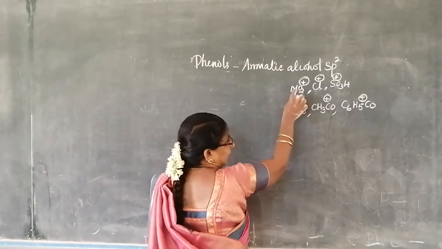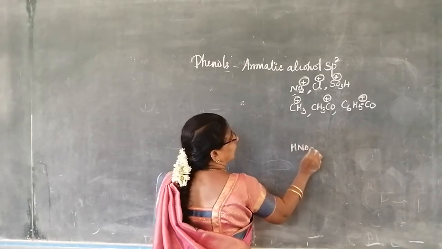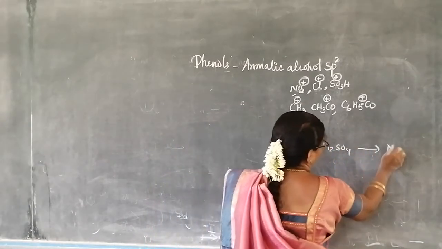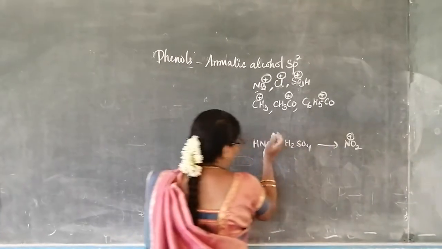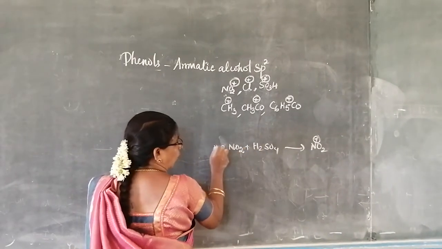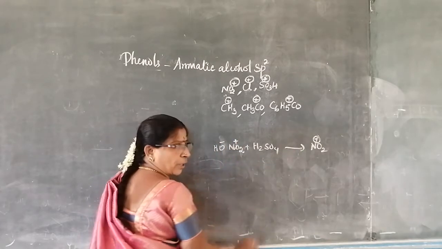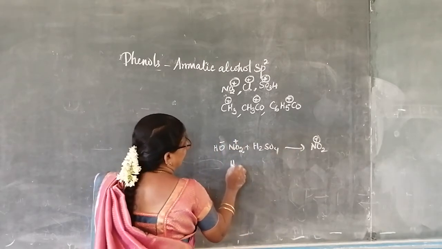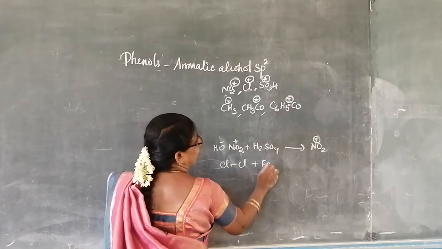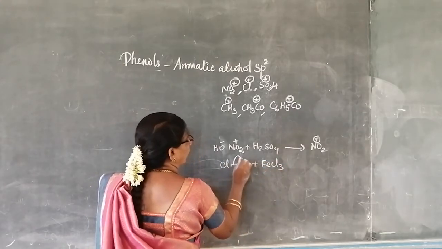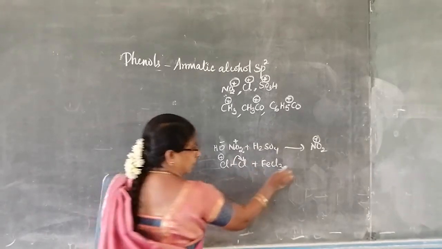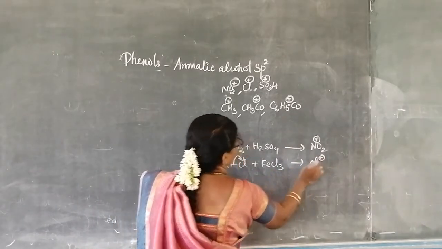What is the nitrating agent? Concentrated HNO3 plus H2SO4. That will produce NO2+, because nitric acid has NO2+ and OH-. Then, if you take chlorine with FeCl3, which is a Lewis acid, one will become Cl- and the other will become Cl+. That will produce Cl+.